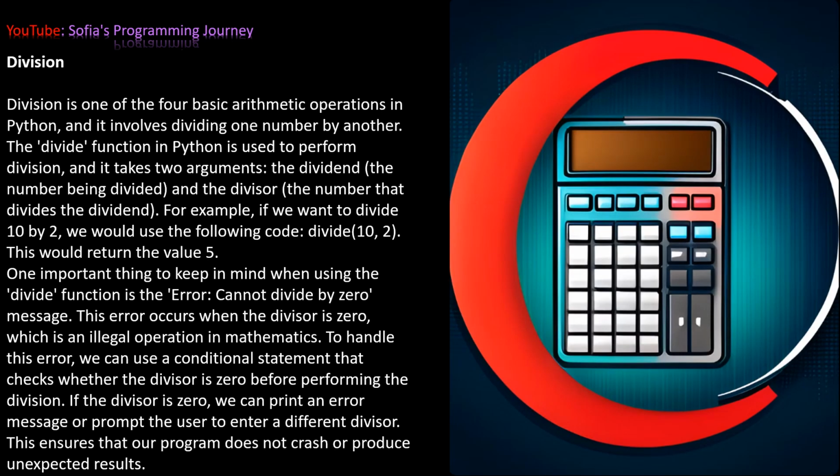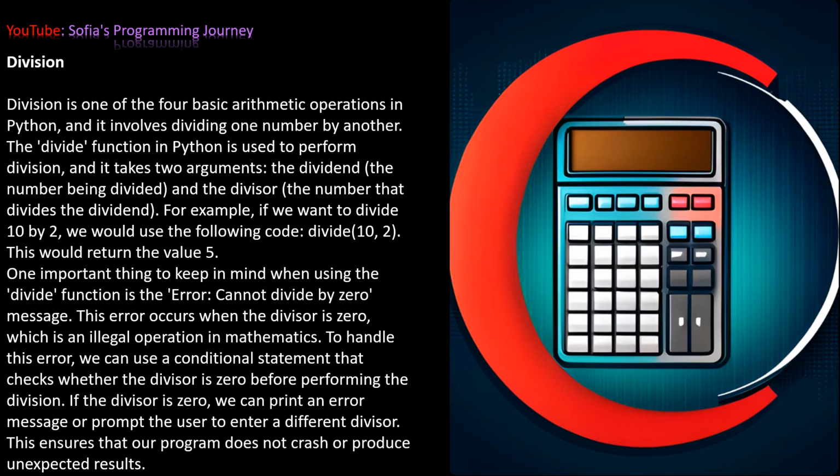Division is one of the 4 basic arithmetic operations in Python, and it involves dividing one number by another. The divide function in Python is used to perform division, and it takes two arguments: the dividend, the number being divided, and the divisor, the number that divides the dividend. For example, if we want to divide 10 by 2, we would use the following code: divide 10, 2. This would return the value 5.